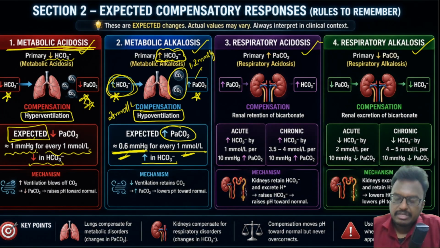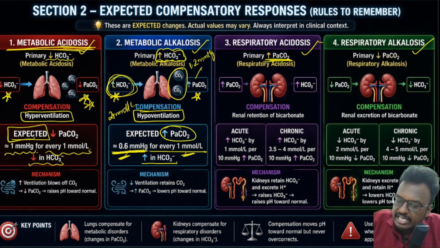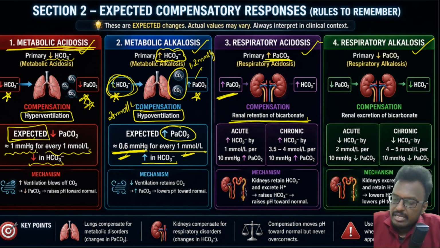Now next, coming to respiratory acidosis. In respiratory acidosis, the primary defect is an increase in PaCO2. So with the increase in PaCO2, the compensatory response will be renal retention of bicarbonate. That is, the kidneys will retain bicarbonate, so the bicarbonate levels must increase. So how is the compensation? It is of two types. One is the acute compensation, the other is the chronic compensation.